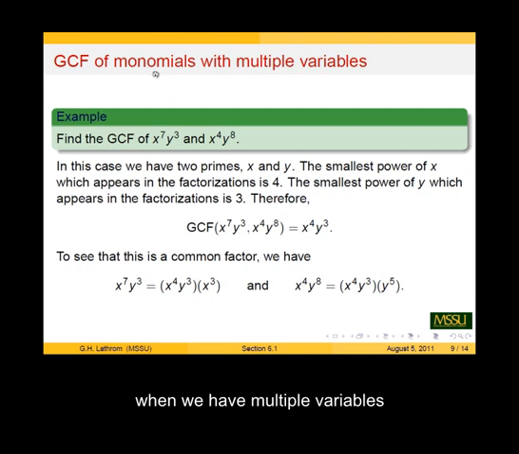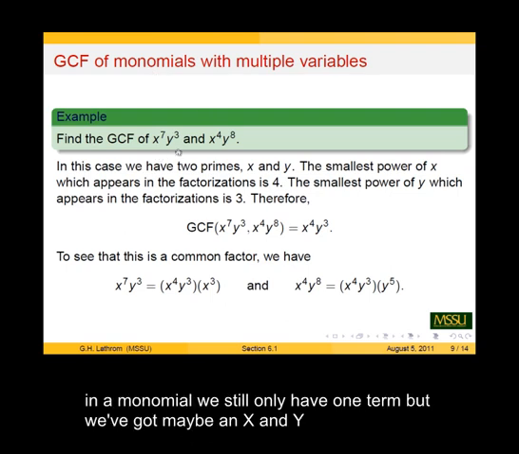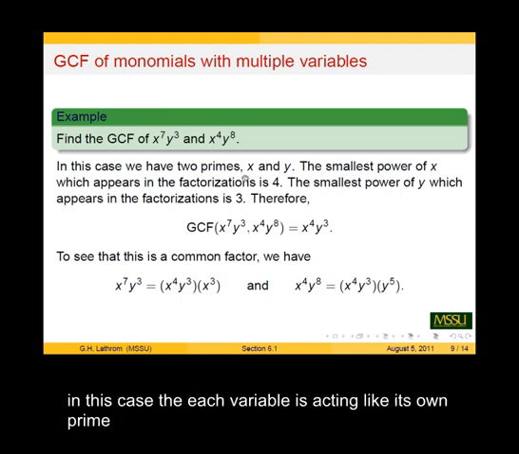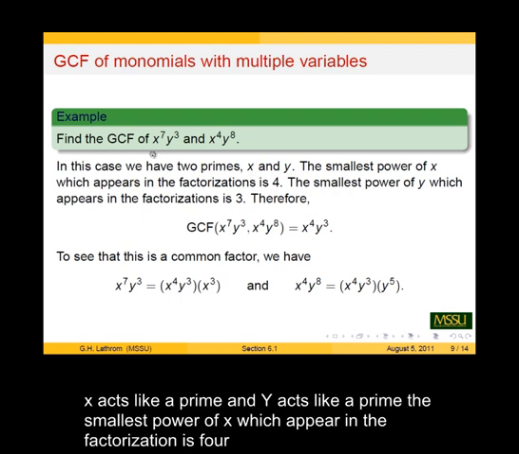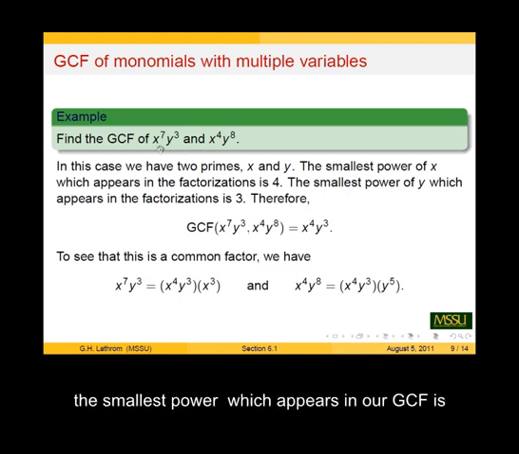What if we have multiple variables in our monomial? We still only have one term, but we've got maybe an x and a y. In this case, each variable is acting like its own prime. X acts like a prime and y acts like a prime. The smallest power of x which appears in the factorization is 4. We've got an x to the fourth here. We've got an x to the seventh here. So the smallest power which appears in our GCF is x to the fourth.